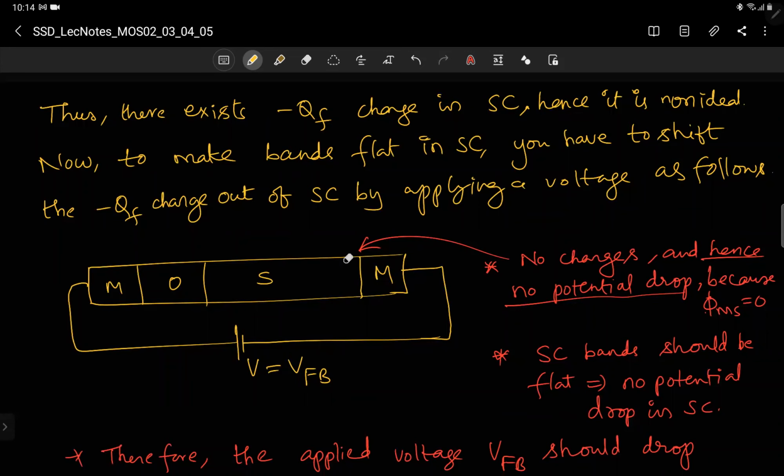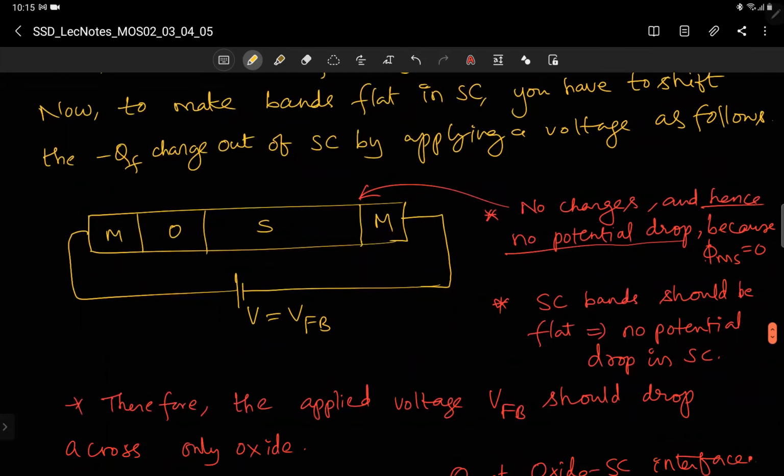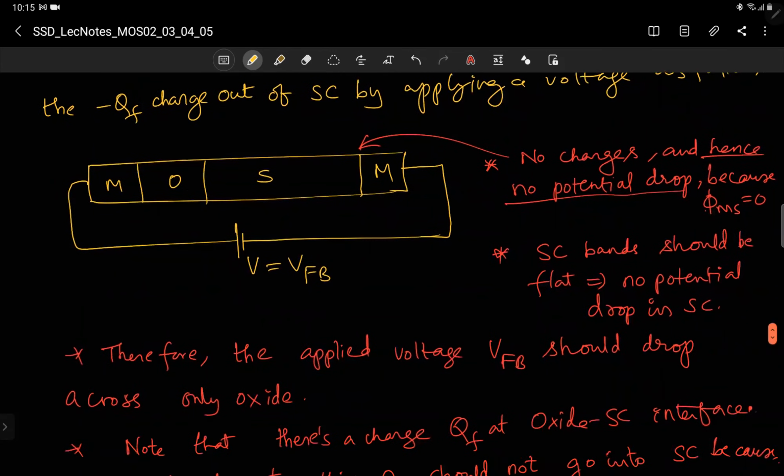SM junction because phi ms is assumed to be 0. So there are no charges in the right hand side metal semiconductor junction. Okay, so there is no potential drop also. No charge, no potential difference. Phi ms is 0. Now there is charge at the oxide semiconductor interface, and there is a negative charge in semiconductor, and we have to apply VFB such that there should not be any charge in the semiconductor.